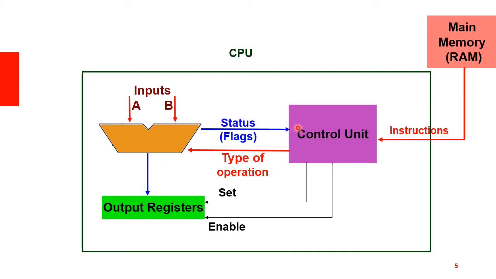We call it status reporting, or those are what we call flags. And then the type of operation that they need to do and things like that is coming from the control unit, and also the control unit controls the registers whether to set or enable. When you say set, that is reading data. When you say enable, it's sending data from the output driver of the register.